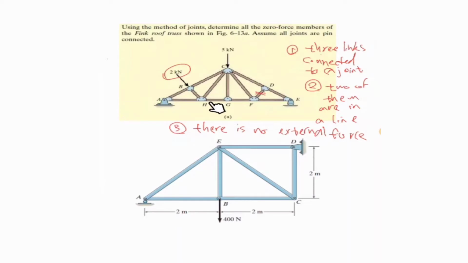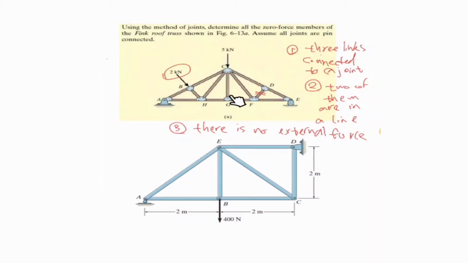What about this one? No, because we have 1, 2, 3, 4 links. The first condition is that we need to have 3 links connected to a joint. Then this cannot be a zero force member. This cannot be a zero force member as well, and we ignore it here, right? What about this one? Yes, it is, because 1, 2, 3, no external forces on that joint, and 2 of them are exactly in front of each other.